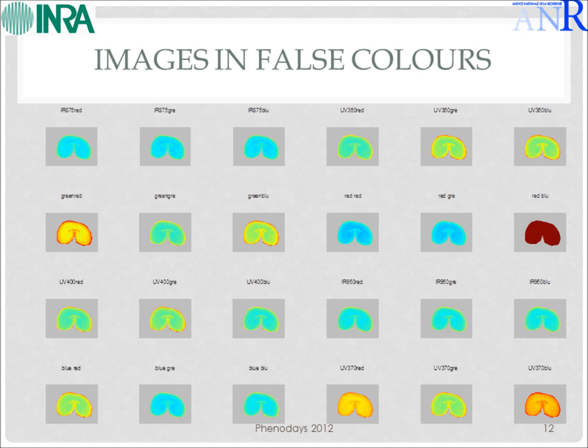So this is the result of a multispectral analysis of one sample. This is the 24 images obtained by the combination of the light and the RGB channel. So the first three images correspond to the illumination on infrared at 875 nanometers, and the channel red, the channel green, and the channel blue.